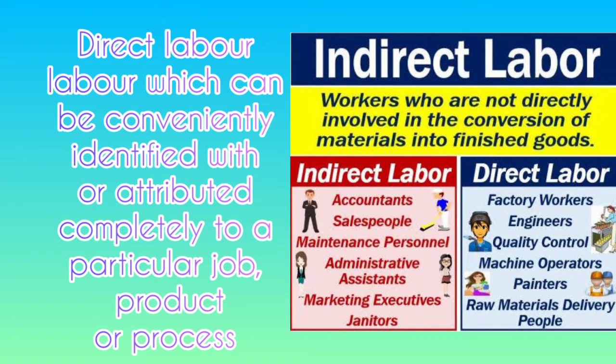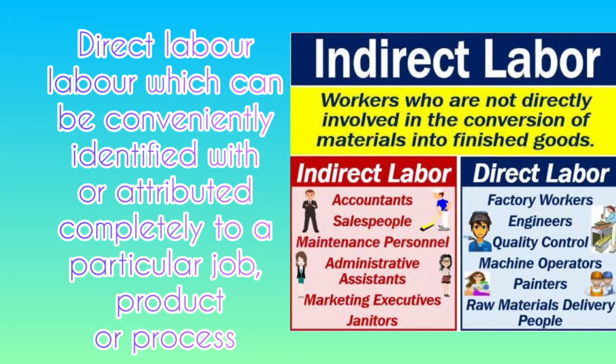Then the second one, direct labor and indirect labor. All labor that is directly involved in the production process, that means in the process of converting raw materials into finished goods or altering the construction, composition and condition of the product, is termed direct labor. And the remuneration paid to that direct labor is known as the direct labor cost or direct wages.